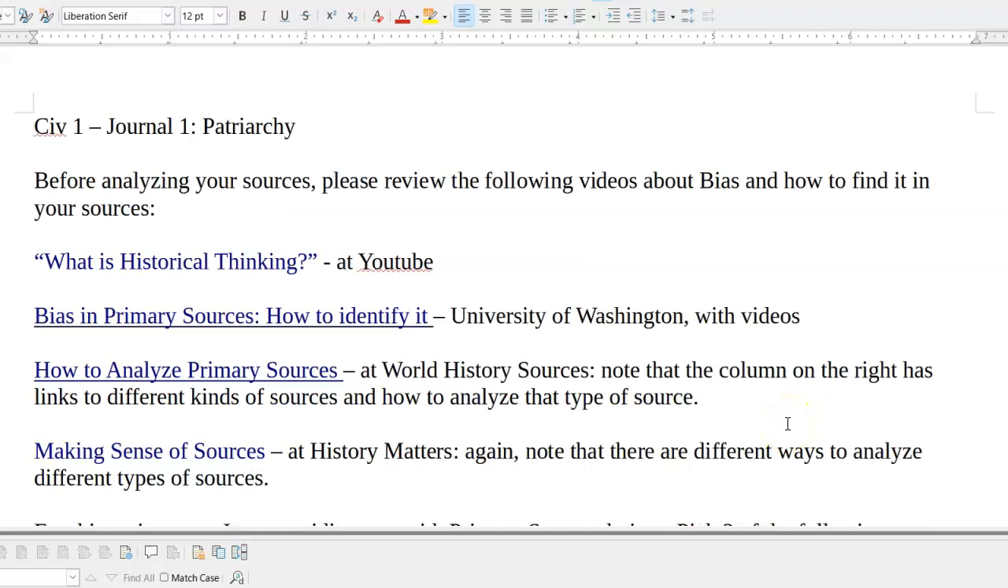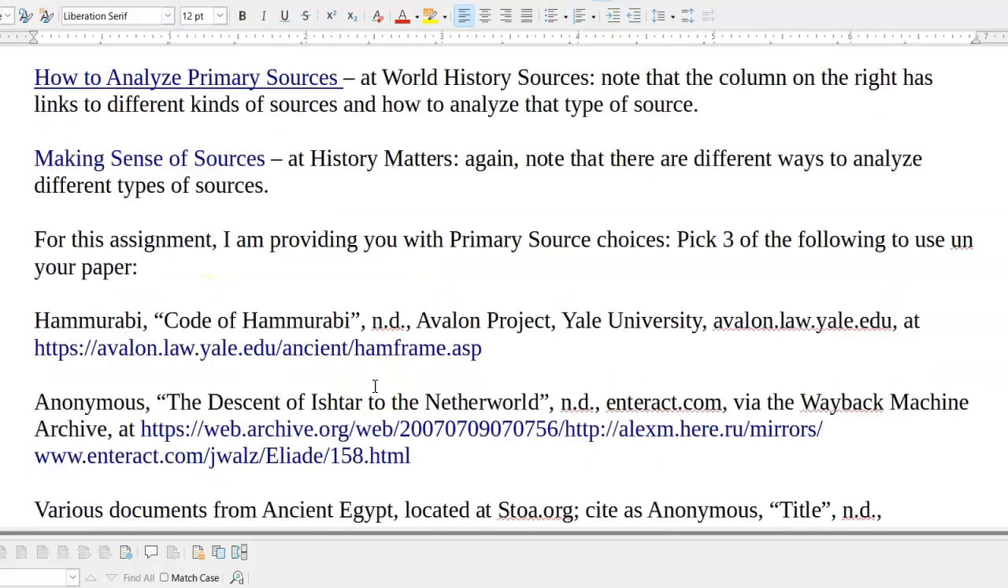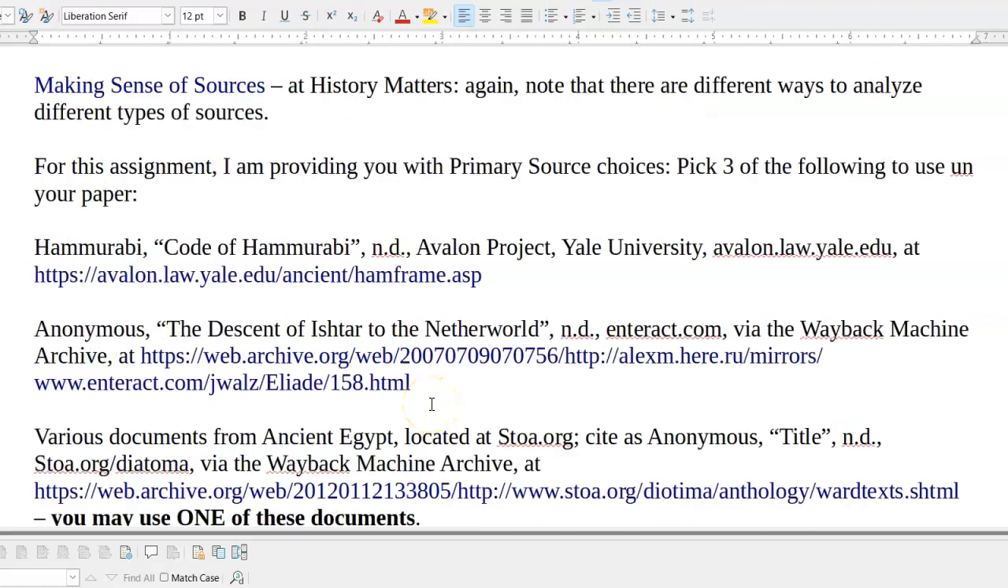the topic of which is patriarchy and the history and establishment. All right, so to further help you with what I've been talking about in all of your primary sources, I have linked in some videos that talk about bias in primary sources and how to identify it, how to analyze a primary source. If you need it, making sense of sources. And this first one, what is historical thinking? That is a lot about what I just mentioned. It goes more in depth into this idea about what historians do and how we go about doing it, right?